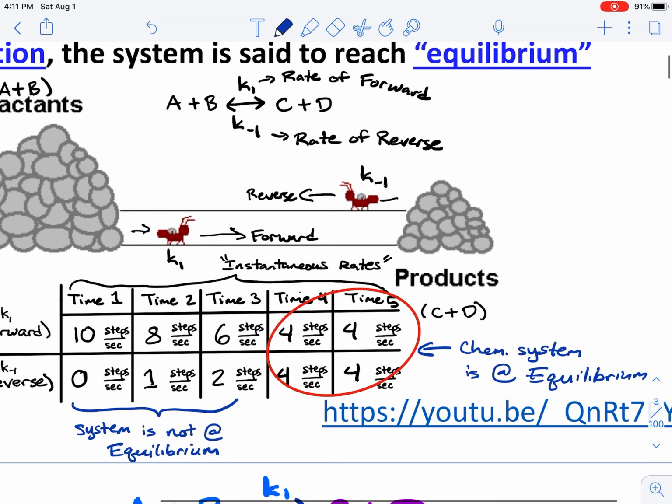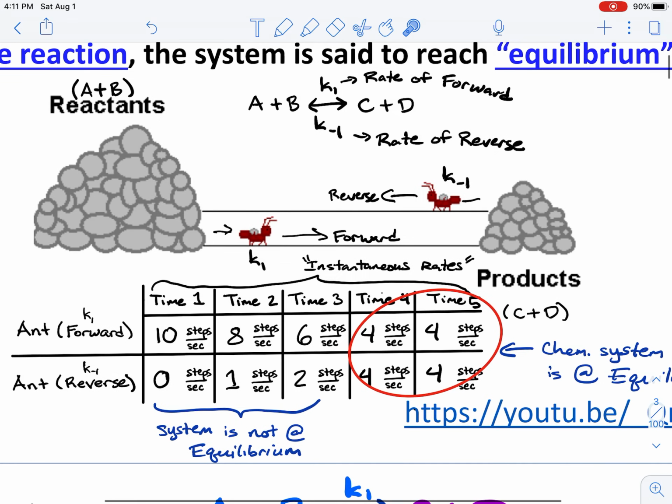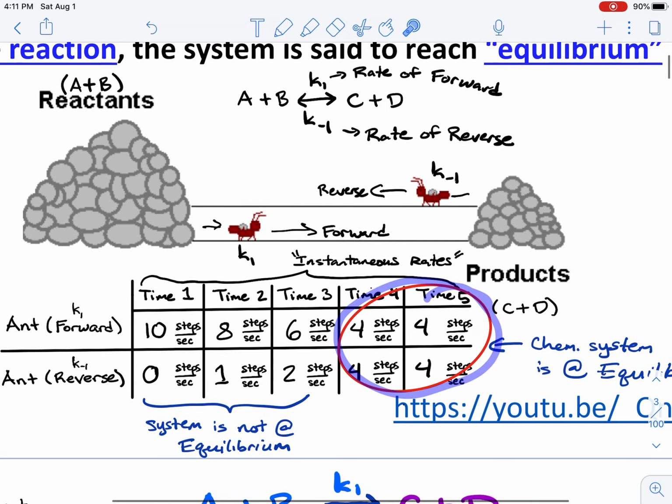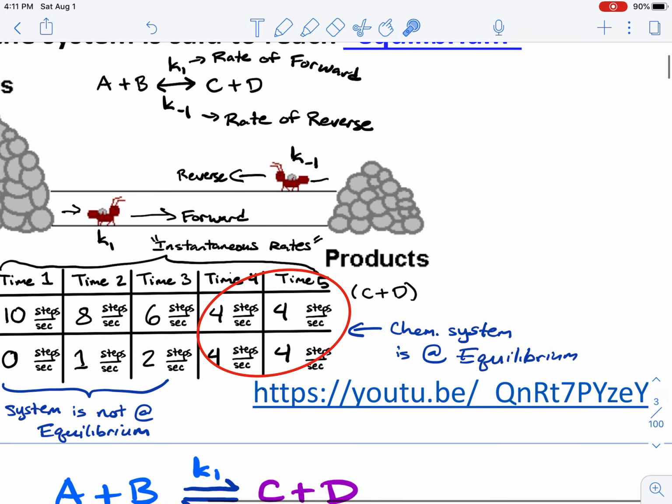And so if we had time 6, time 7, time 8, and if the rate of the forward direction and the rate of the reverse direction is still 4 steps per second all the way through, then from here on out, the whole system will be at a state of equilibrium.